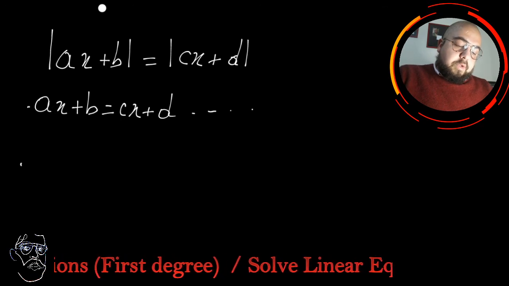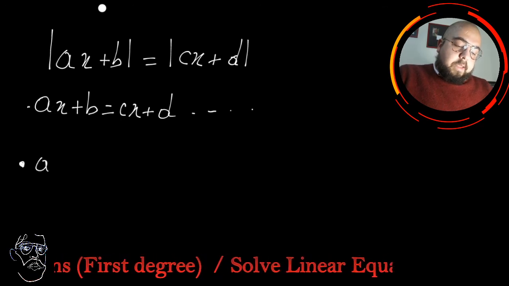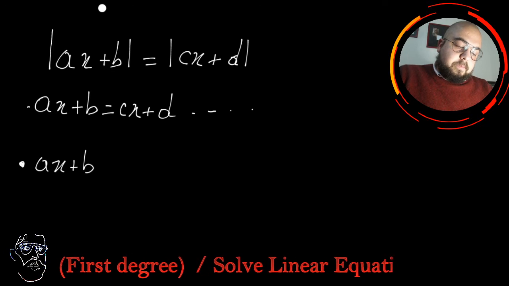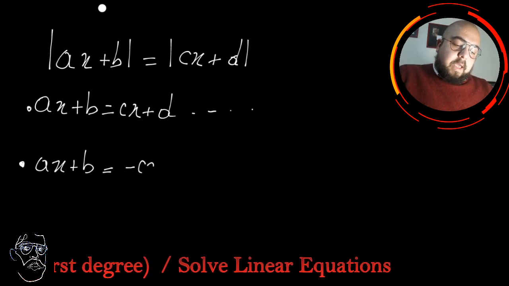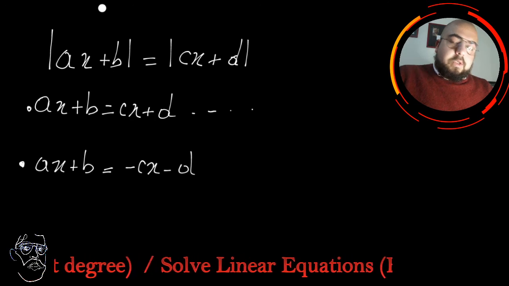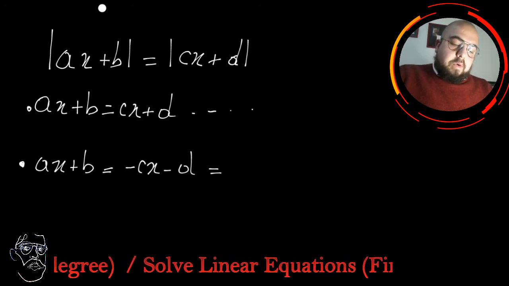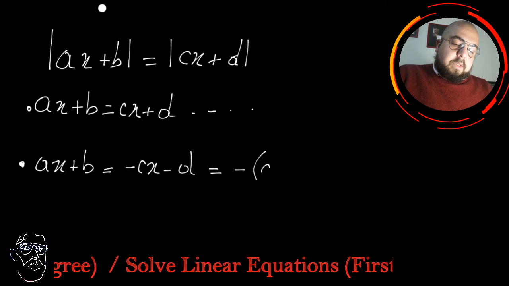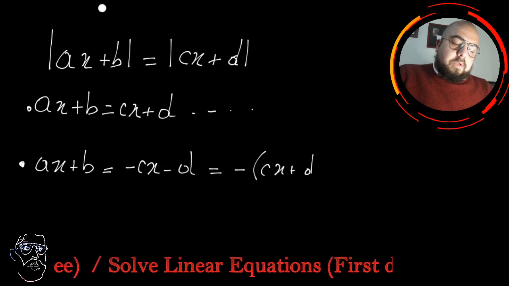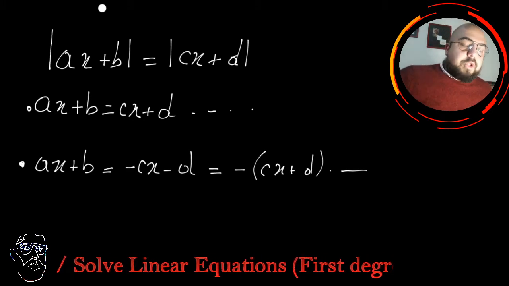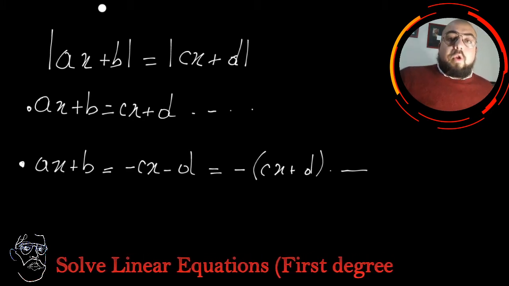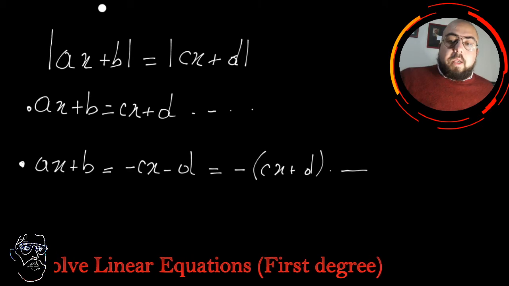And then you have to solve one more time ax plus b is equal to minus cx minus d. So in this case, we can write it's minus, cx plus d if you want. So you will have to rearrange it and then you will have to solve it. So this is how you solve a linear equation with an absolute value.